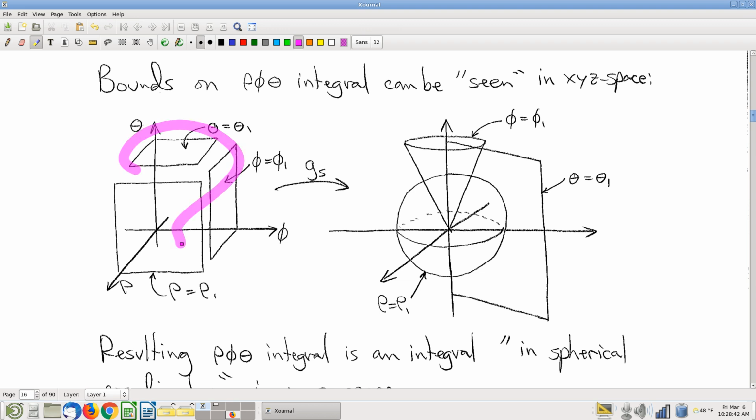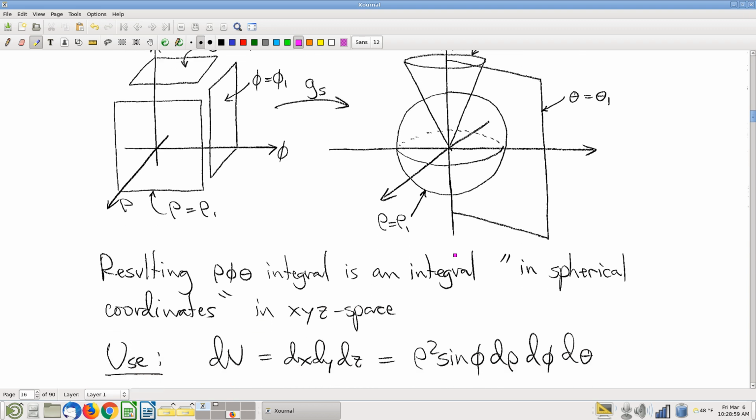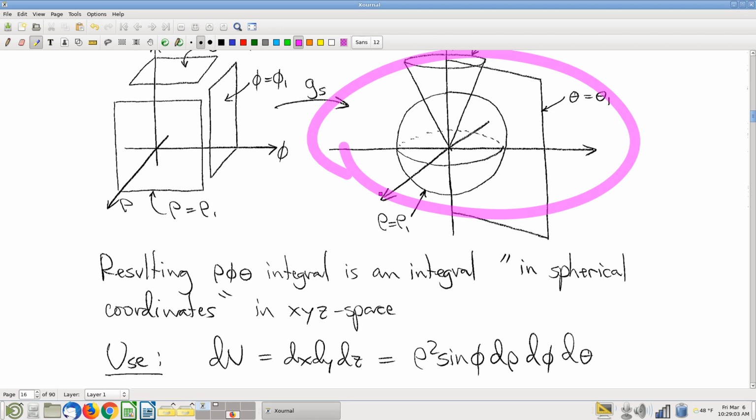Why would you pull back all the way over here into rho phi theta space when you can just as easily make the appropriate kinds of slices and then deal with the domain you already have in XYZ space? It's much nicer. Okay, that said, good news. It's not as curvy and weird as this would suggest.